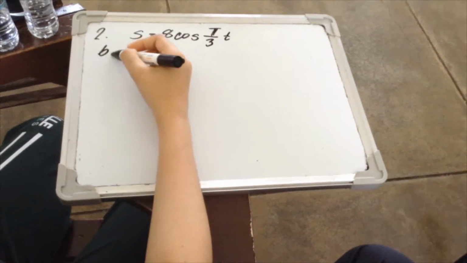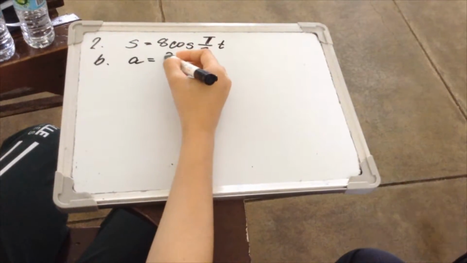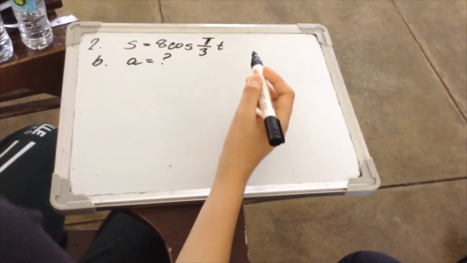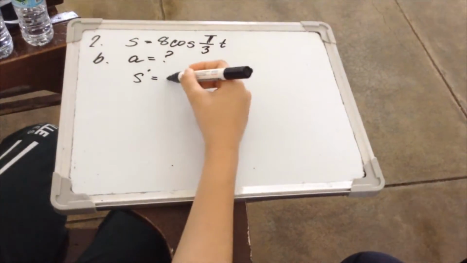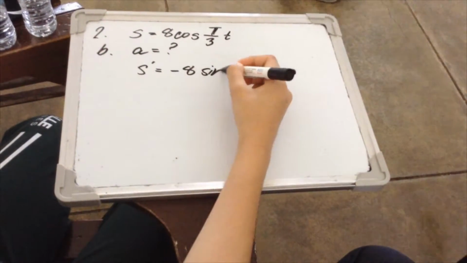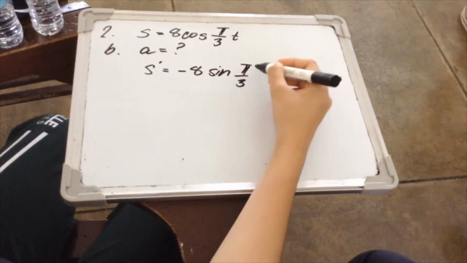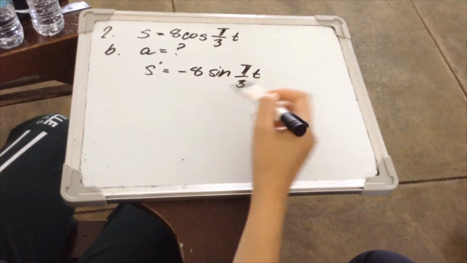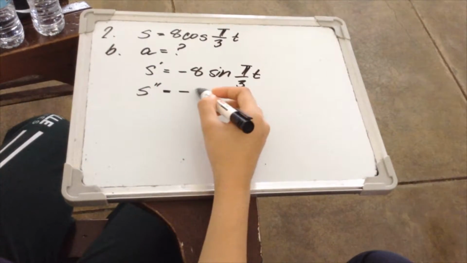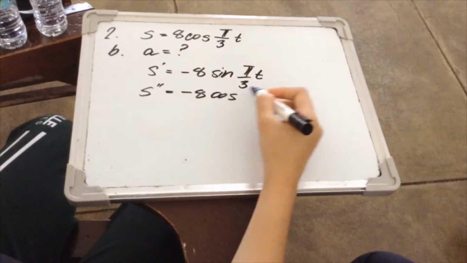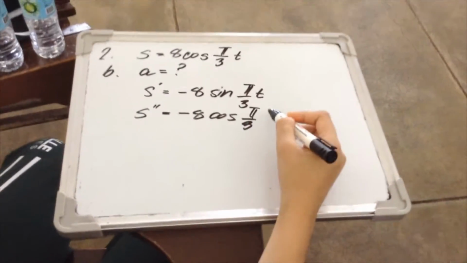For letter B, find the acceleration of the motion for any time t. For problem 2b, we have to find the acceleration. To do that, we have to find the second derivative, the derivative of negative 8 sine pi over 3t. That would be negative 8 cosine pi over 3t.